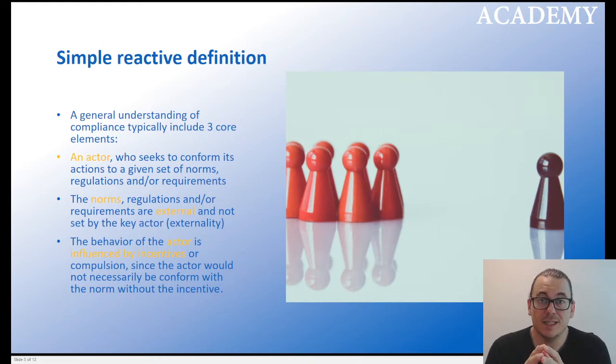So there had to be an actor. It could be a company, member state, any individual. And this actor would try to seek to conform his or her or its actions to some external requirements. And that is the second part. It's the norms or the regulations that this actor had to comply with.